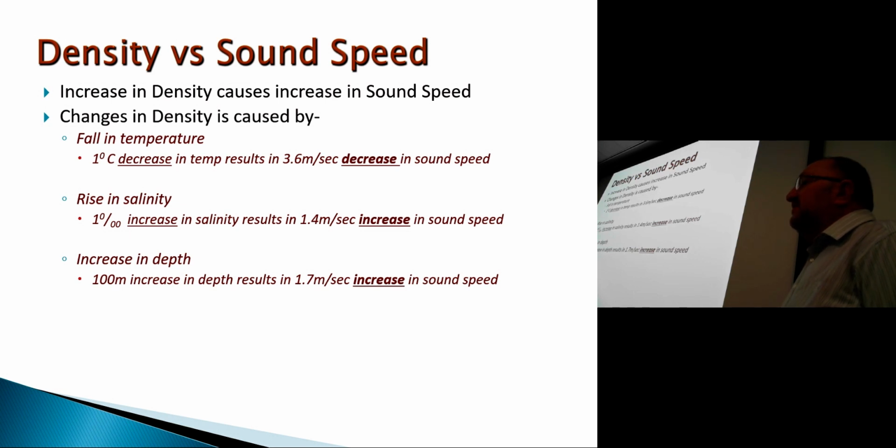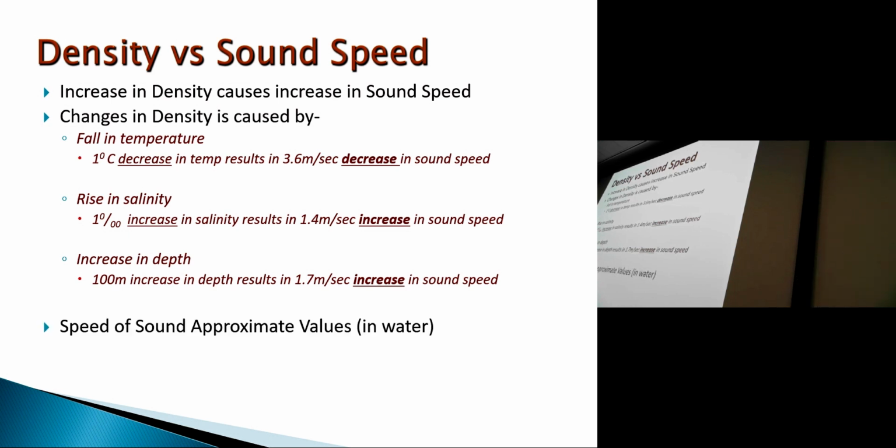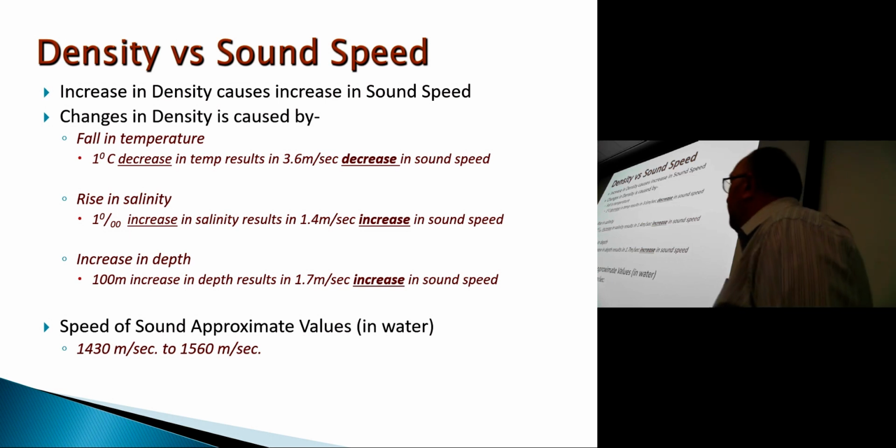So of those three, you can see that changes in temperature offer the greatest change in sound speed. The least is salinity, and the second highest is depth. Approximate sound speed values in water tend to be between 1430 and 1560 meters per second.